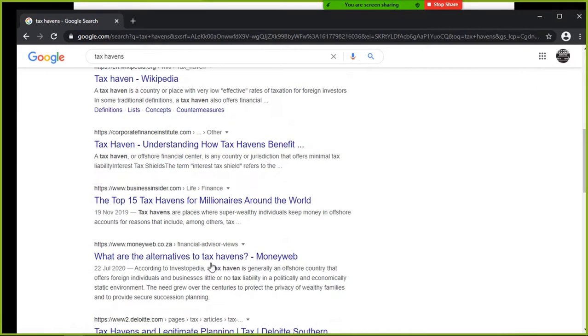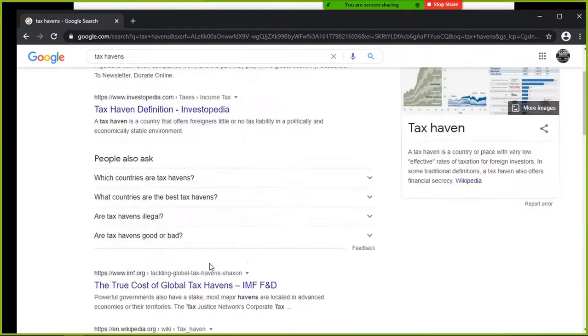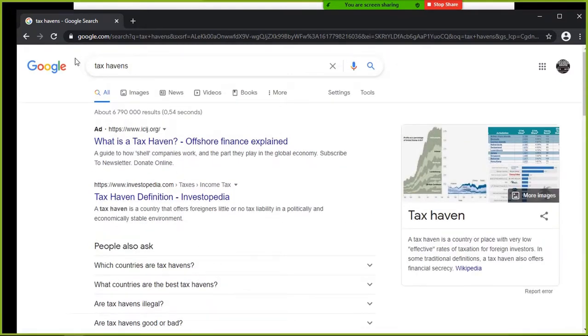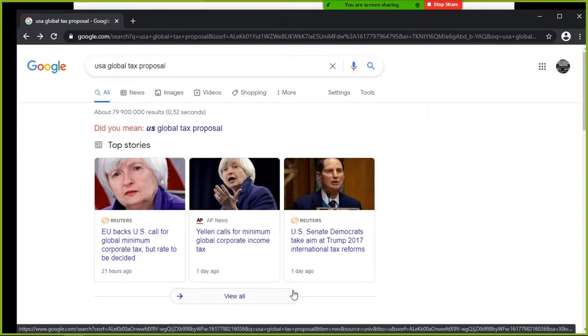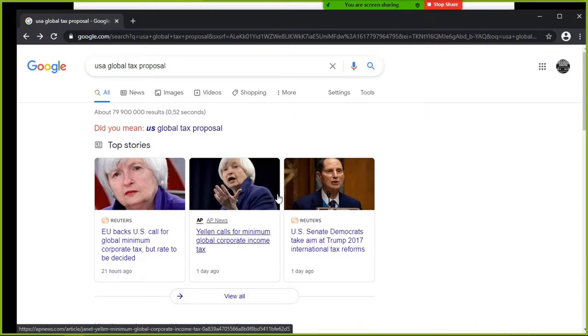There are a few of these places around the world, and what this lady is proposing is that she wants companies across the world, irrespective of which country they're operating in, to pay a minimum corporate tax. Because governments are dealing with COVID and the financial crisis from the pandemic, governments need more money, and governments, including America, want to collect as much taxes as possible.